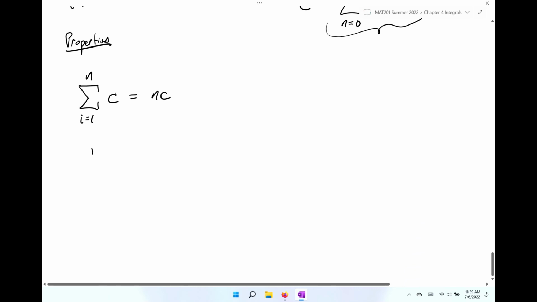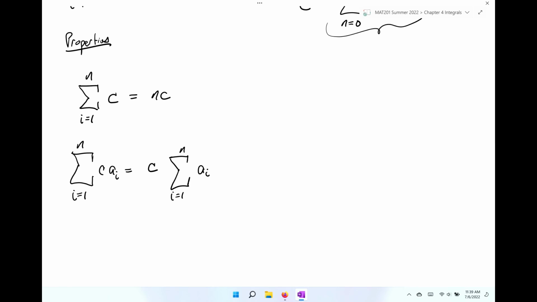Another property says that if you have a constant, you are allowed to pull the constant out front of the summation symbol. So let me go ahead and write this. So you have a constant multiplied by some sequence of numbers, a sub i. This is going to equal c times the summation from i equals 1 to n of the sequence a sub i itself. All right. So like I said, I don't want to get us too bogged down with all this summation stuff.